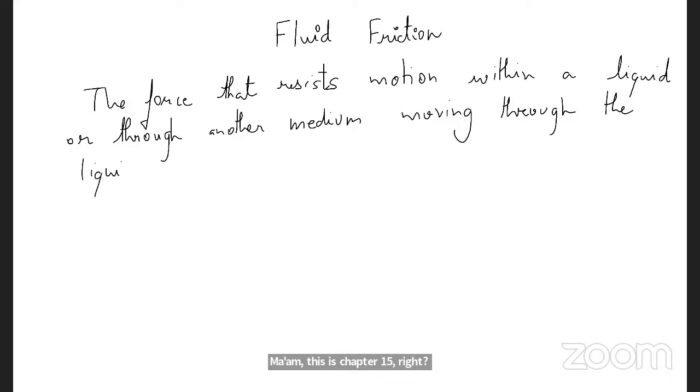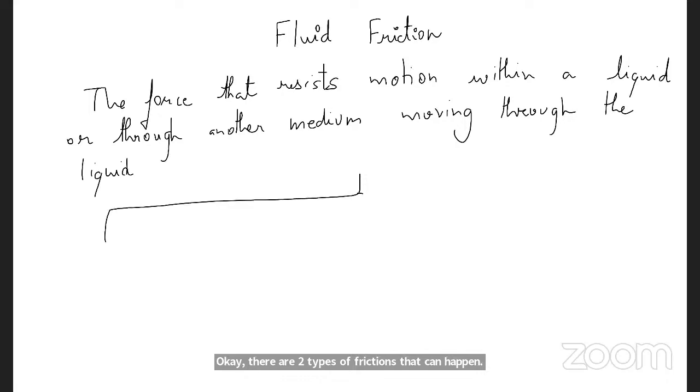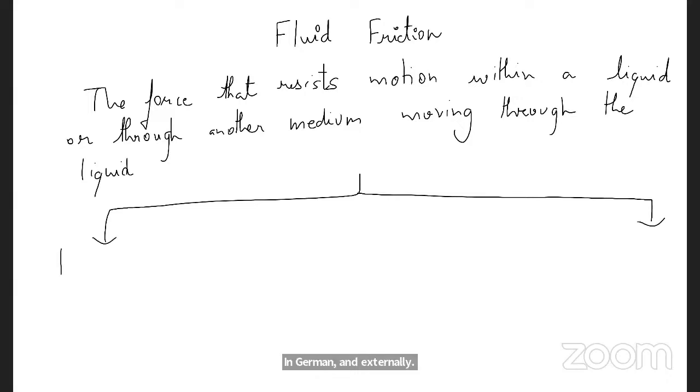So there are two types of frictions that can happen when it comes to fluid friction. Okay, there are two types of frictions that can happen: internal friction and external friction. What are internal frictions and external frictions? Any idea? Or if you want to answer, take a guess. Anyone?